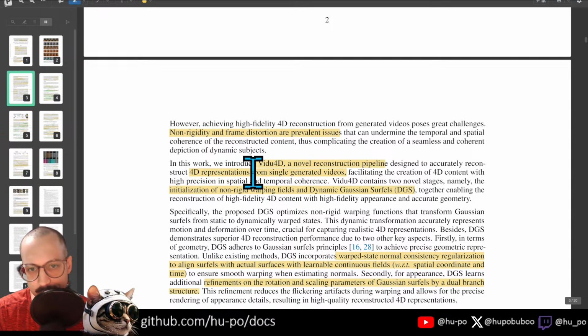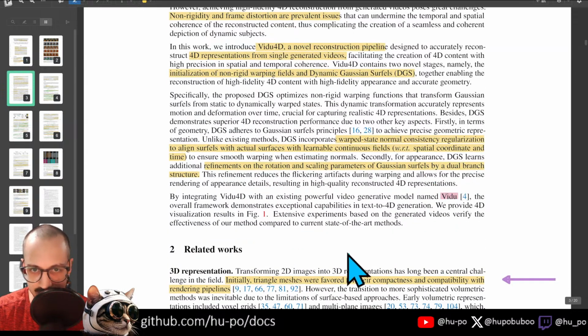They're going to use Vidu4D. Novel reconstruction pipeline, 4D representations from a single generated video, and because that single generated video is coming from text, effectively this is a way to go from text to a 4D representation. They're going to have to initialize these non-rigid warping fields. We're going to get into that. It's probably the more complicated part here. Warped state normal consistency regularization to align the surfels with actual surfaces with learnable continuous fields.